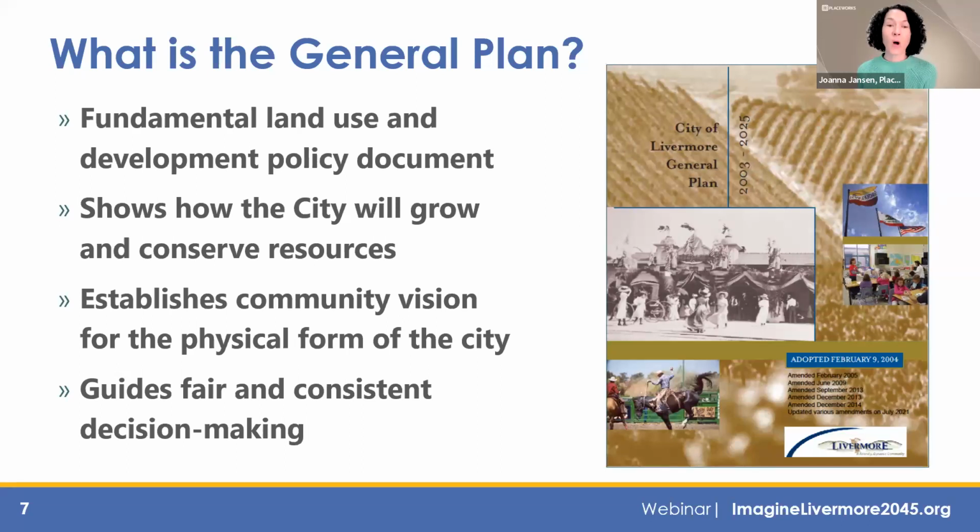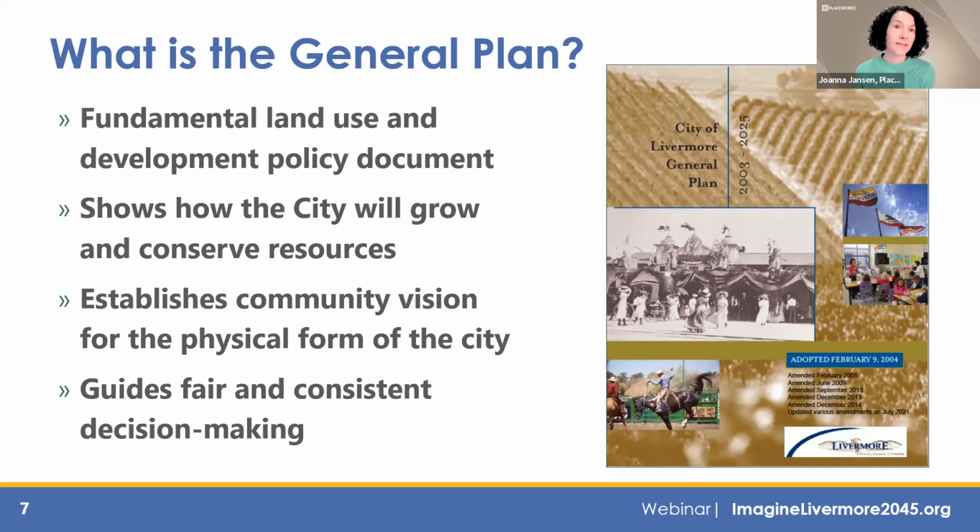So that's a little bit about the why. Let's say more about what it is. The general plan is a document that is required for every city and county in California, and it guides land use and development and helps the city plan for growth in a balanced way, while also protecting and conserving natural resources like our open space, our air, and our water. The general plan is really focused on the physical form of the community. And it sets out policies and regulations so that everyone understands what those are and that they can be applied fairly and consistently in all city decisions.